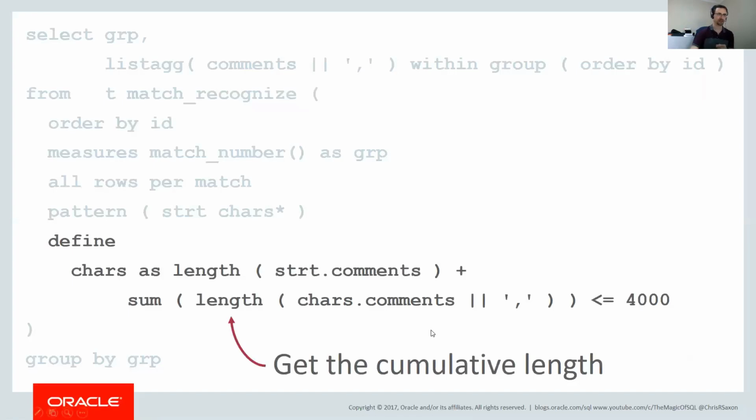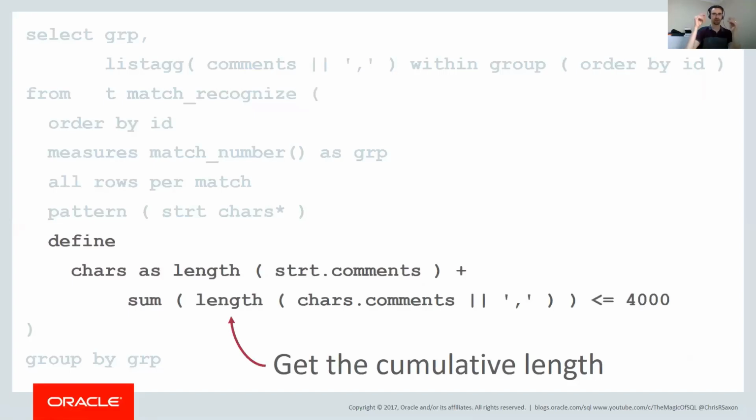Well, this is the running total of the lengths. So you can see when we got this, if this exceeds 4,000, then we've hit our limit. So we're saying we need this to be less than or equal to 4,000 bytes long. When it is, we want to stop and start a new group.